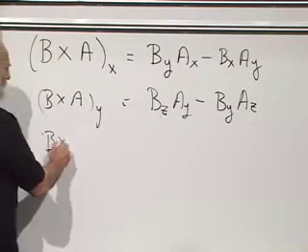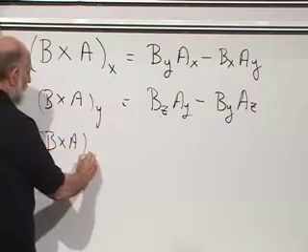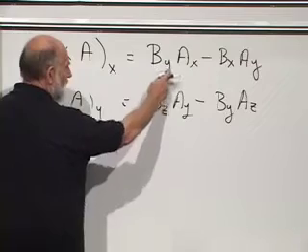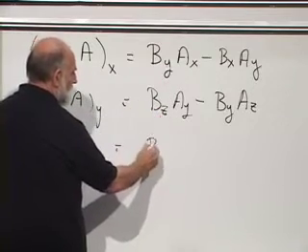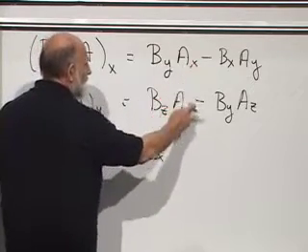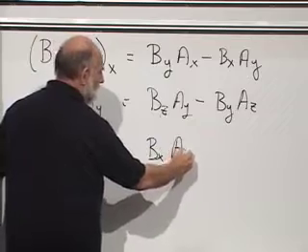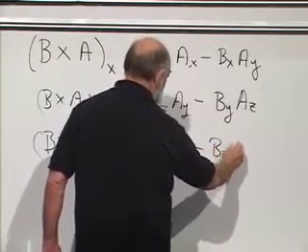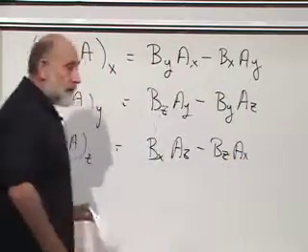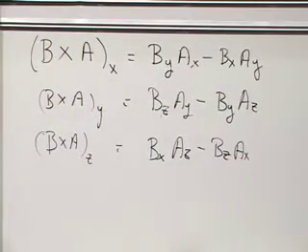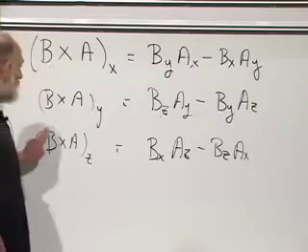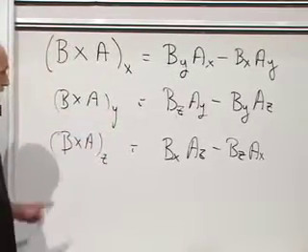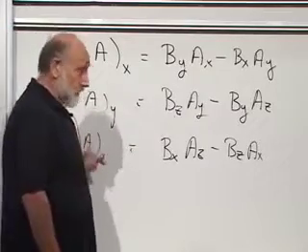B cross A, the z component of it, the next one must be bx times ay minus by times ax. These are definitions of the cross product between two vectors. Notice that the cross product itself has components, and so it must be a vector.